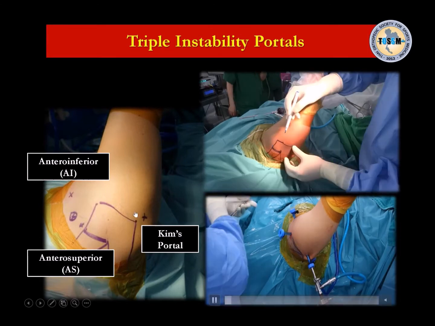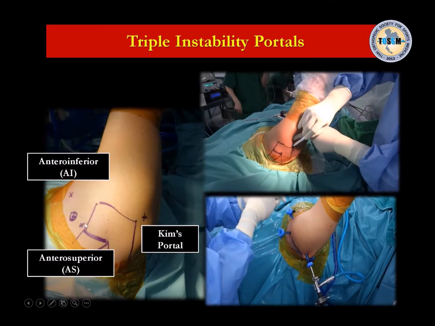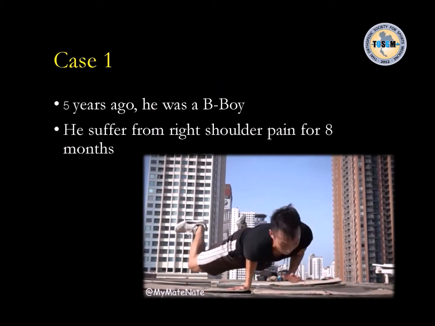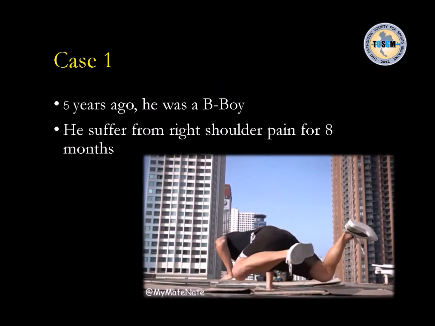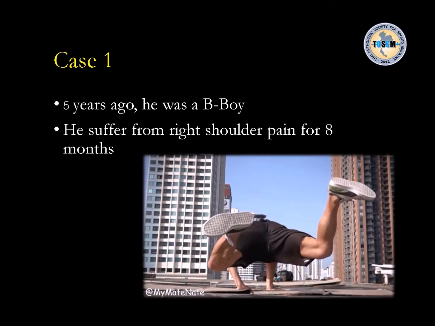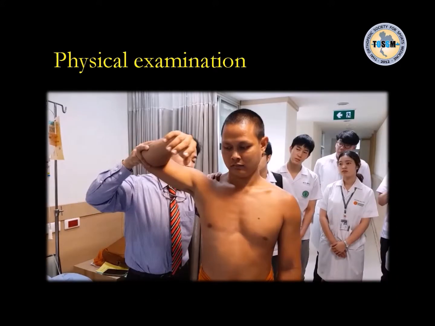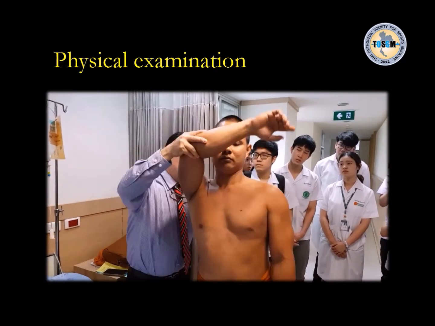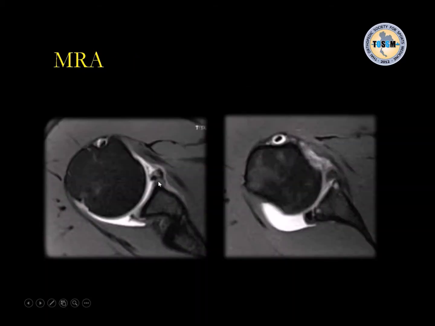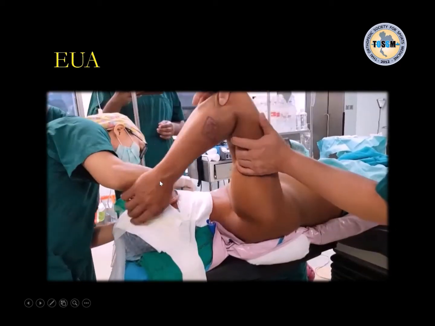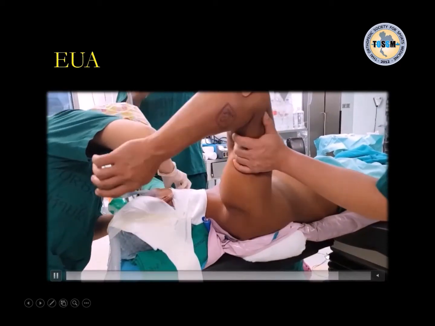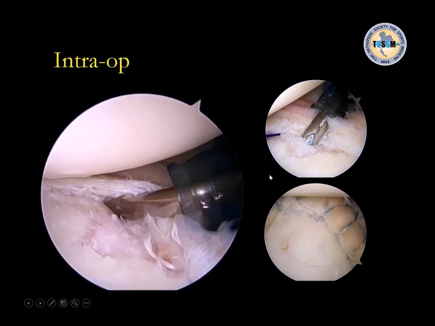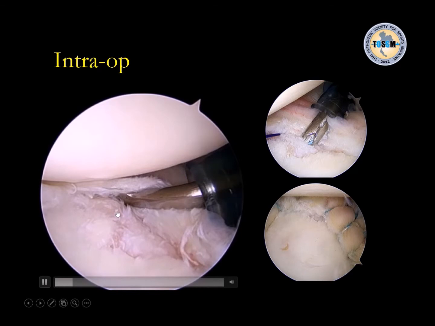Our first portal is posterolateral, one just beneath the AC joint, one above the subscap. I will show you the case scenarios. This is a man. He used to be a b-boy, a dancer. He has shoulder pain and there's a painful jerk. So we found that he has a torn posterior labrum. Intra-op, we found that the patient has a loose shoulder, and this is his shoulder. There's some cartilage problem also because of the repetitive injury.